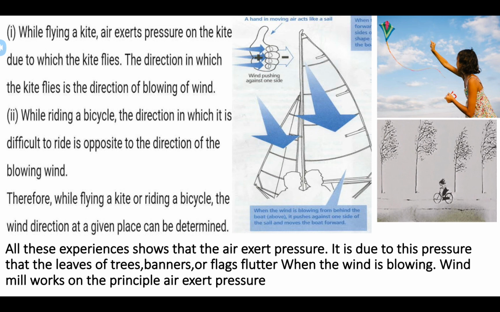So from all these experiences, what do you understand? Air exerts pressure. Not only that, the leaves of trees, banners, flags all flutter because of the blowing wind, because of the movement of the wind. And what is the principle behind a windmill? That is nothing but air exerts pressure.